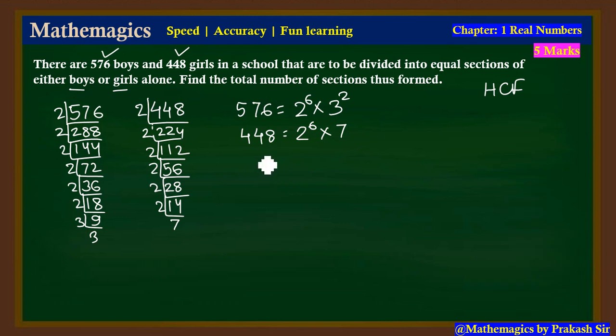So dear friends, according to the question, it is sensing the calculation of HCF. It means we have to calculate the HCF. And dear friends, the HCF is all about the common factors with the lowest power. So 2 to the power 6 is common in both cases. So HCF will be 2 to the power 6, which is 64. Now the question we are going to find out: find the total number of sections thus formed. It means in each section 64 students will sit.